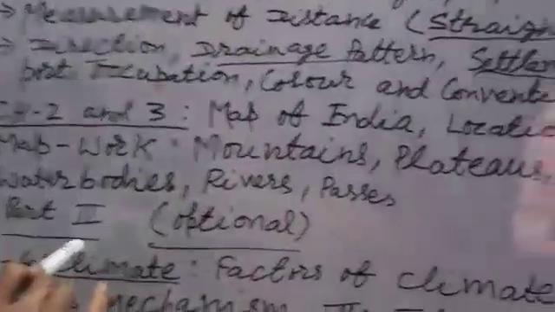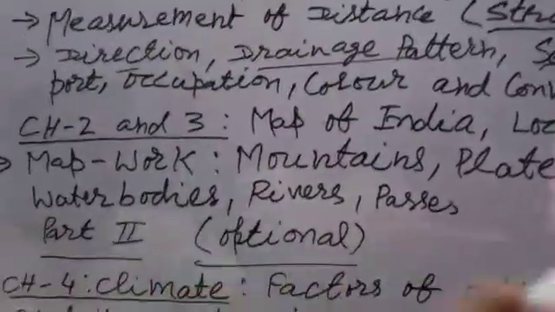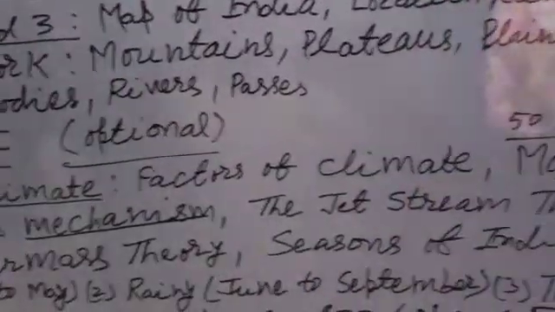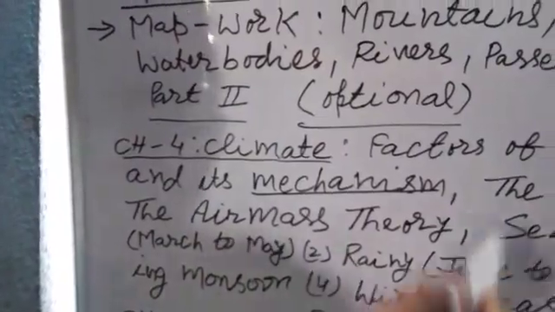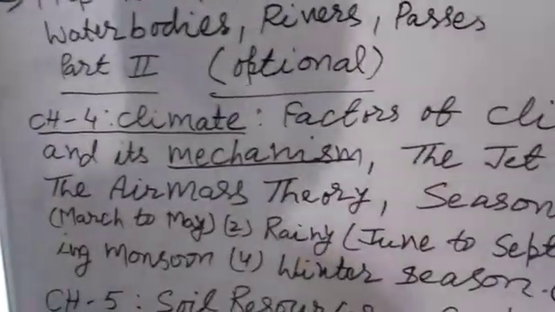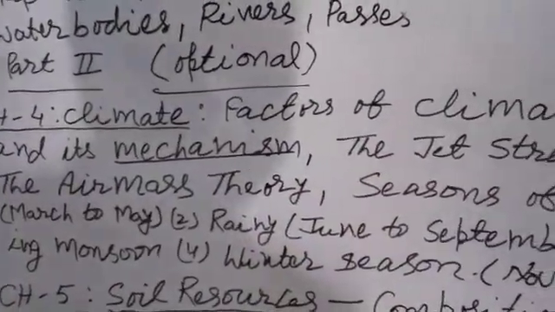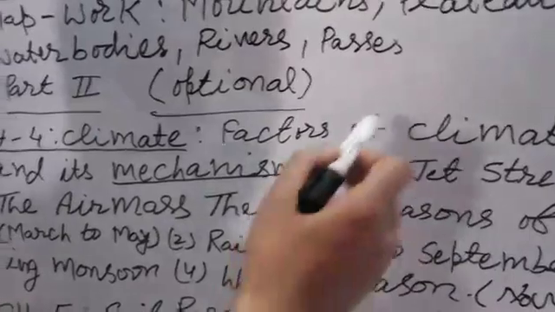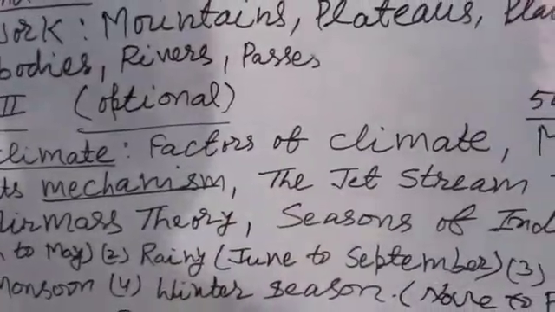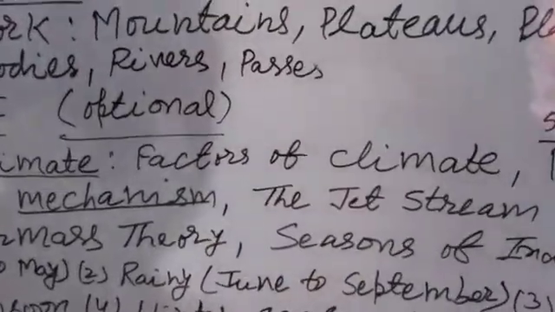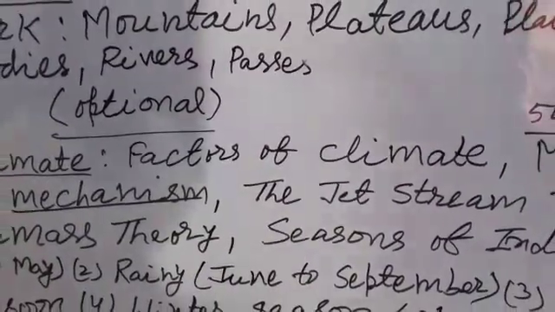Part 2 Optional. Carry 50 marks. Chapter 4 Climate. Factors of climate like latitudinal extent, altitude of a place, distance from the sea, the relief features and the western disturbance.